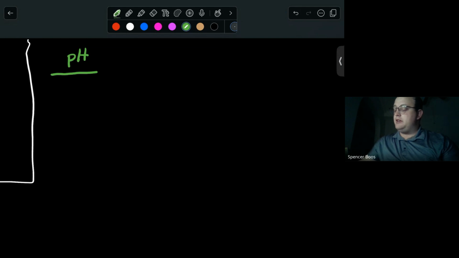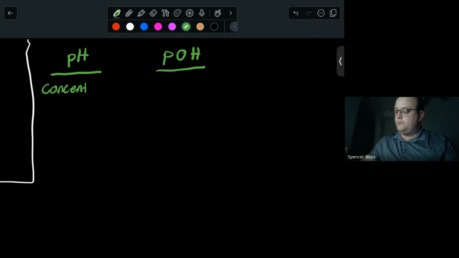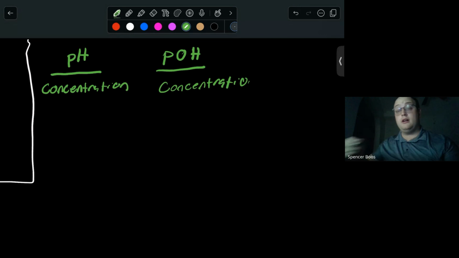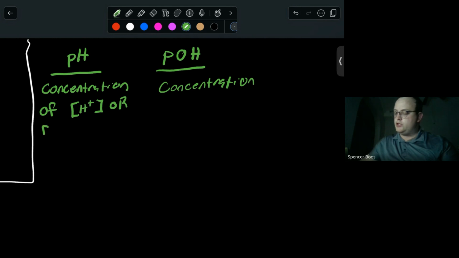Now, pH and conversely, pOH, these are measures of concentration. Now, they are both measuring different values of concentration. So for pH, this is the concentration of hydrogen ions, H+, or the hydronium ions, H3O+. And for pOH, this is your OH- ions.